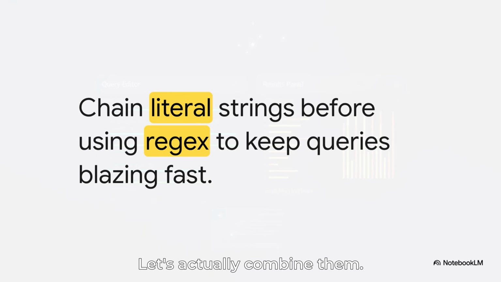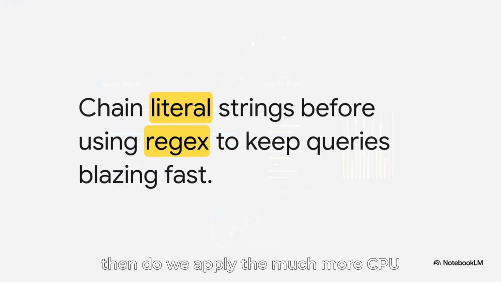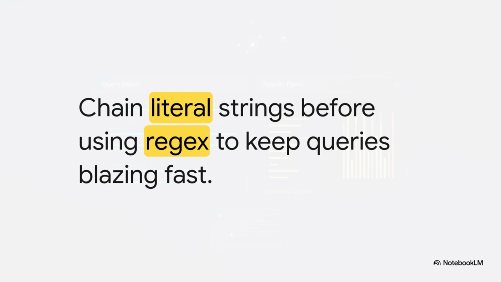Let's actually combine them. Here are patterns 2 and 3. By chaining a contains filter with a negative regex, we instantly narrow our results to actual errors, completely tossing out the noise of known timeouts. But notice the order here. We select the stream, we do a super cheap literal string search for error, and only then do we apply the much more CPU-intensive regex exclusion. Literal string searches are highly optimized. This whole filter early principle, reducing your data volume before running heavy operations, is exactly how you keep your queries lightning fast.